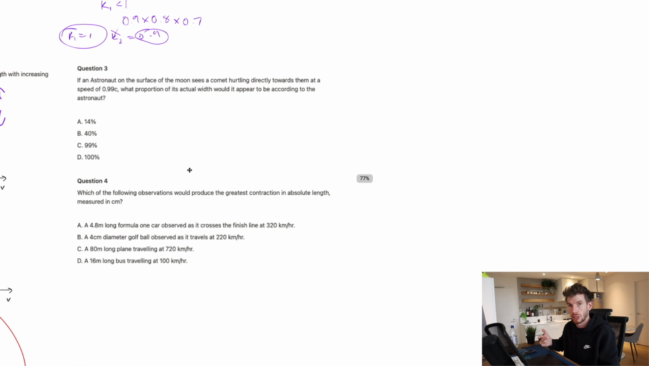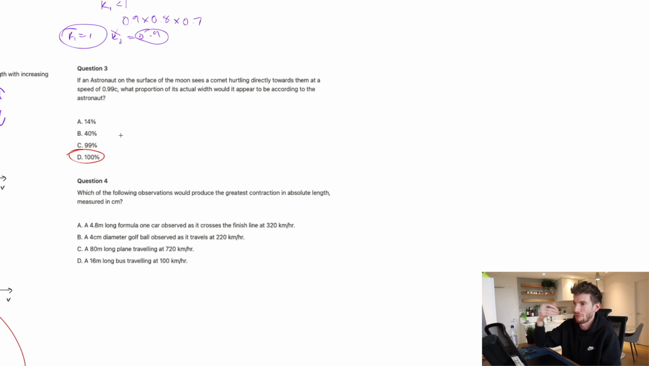And then finally, we have questions 3 and 4. So question 3, if an astronaut on the surface of the moon sees a comet hurtling directly towards them at a speed of 99% of the speed of light, what proportion of its actual width would it appear to be according to the astronaut? Now, this one is basically, I'll give it away, it's a trick question. It's actually just D, because the comet is coming directly towards them, which means that there is no perpendicular velocity or motion, so therefore there's no relativistic effects, even though it is moving very, very quickly.